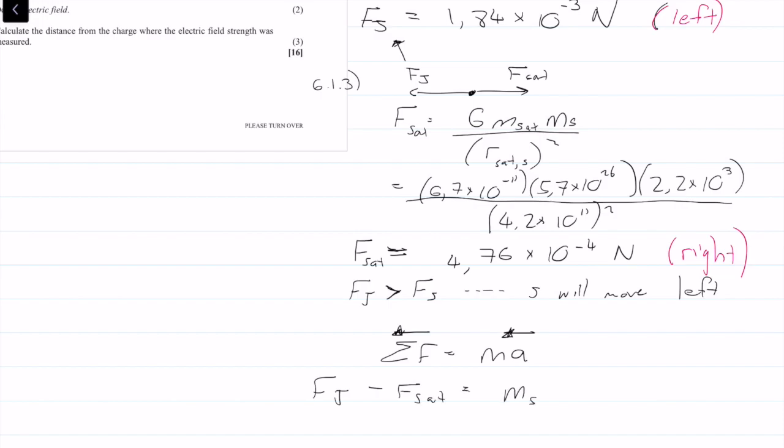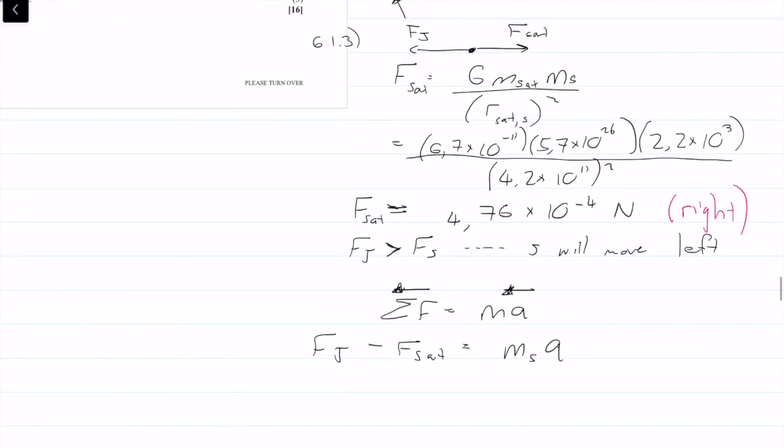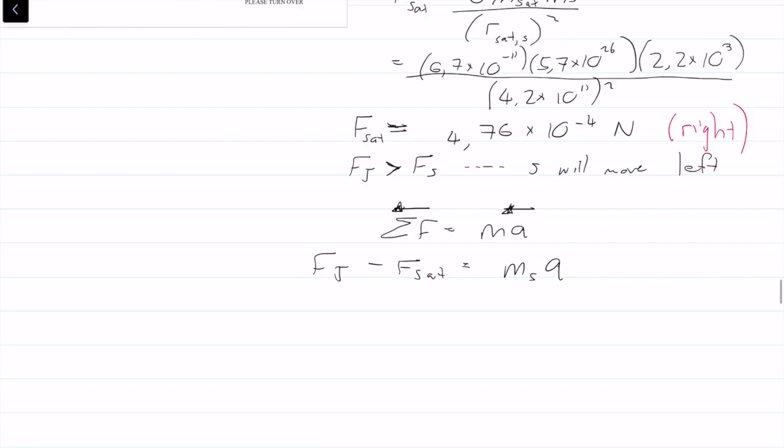Okay, so again, let's say force due to Jupiter minus force of Saturn is equal to the mass of the spacecraft times the acceleration. We know these values. We've calculated them, so it's 1.84 times 10 to the minus 3 minus 4.76 times 10 to the minus 4 is equal to the mass of the spacecraft, which is 2.2 times 10 to the 3, times the acceleration.